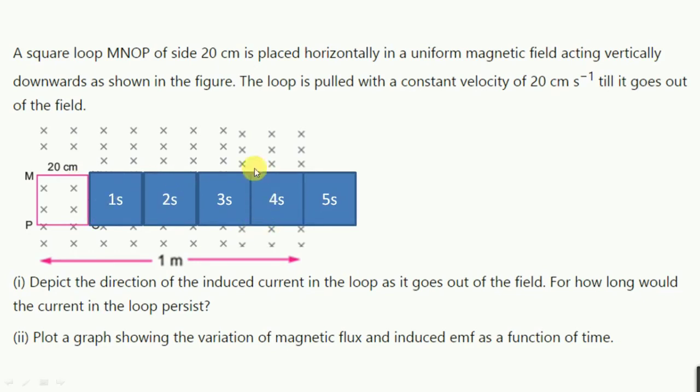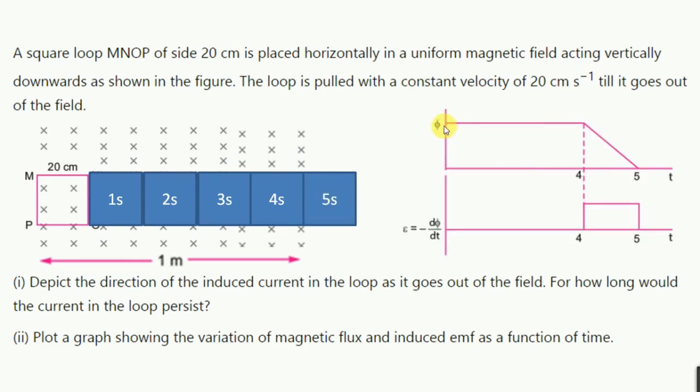If you see, after 1 second the loop will be out here, after 2 seconds, and till 4 seconds there is no change in flux. When it goes from 4 seconds to 5 seconds, there will be change in flux. So we got the answer to this question: the current will be there in the loop from 4 second to 5 second. To plot the graph, till 4 second there is some flux that is constant, while going from 4 second to 5 second the flux is becoming 0.